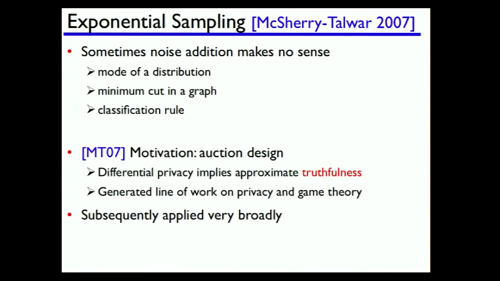Specifically, they were looking at auction design problems. Because differential privacy has this lovely property that it also implies approximate truthfulness of an auction. If an auction is differentially private, it is in some sense a truthful auction. And that has generated a line of work connecting differential privacy and game theory that is the subject of a whole other tutorial. So this idea that was first applied for auction design subsequently came to be applied very broadly.